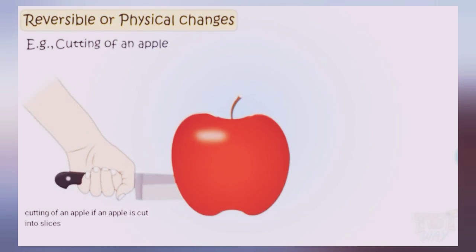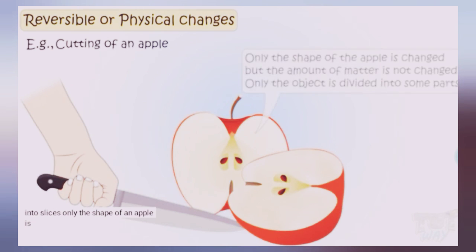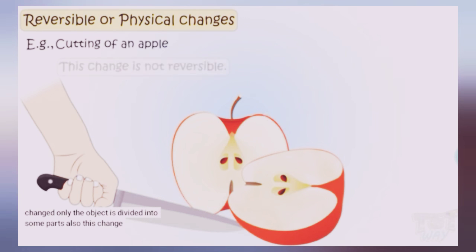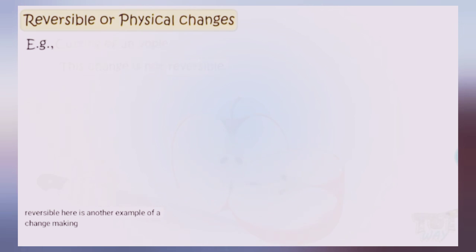Here is another example. Cutting of an apple. If an apple is cut into slices, only the shape of an apple is changed. Also, amount of matter is not changed. Only the object is divided into some parts. Also, this change is not reversible here.